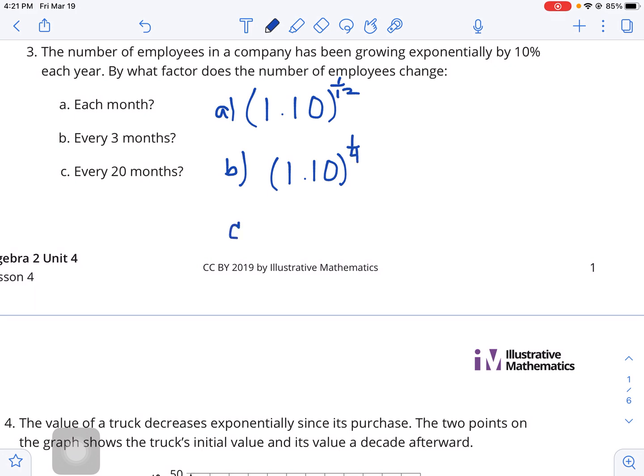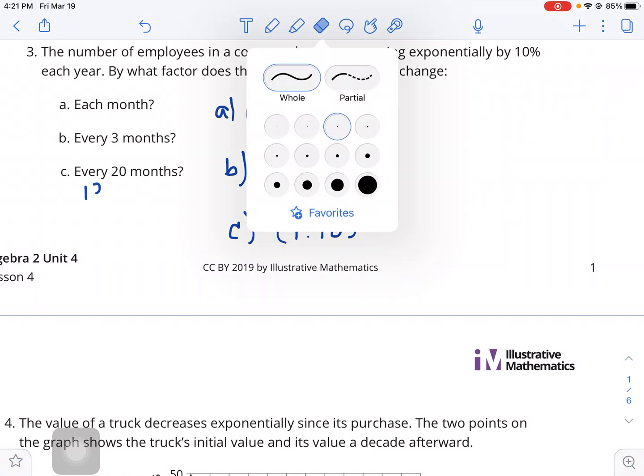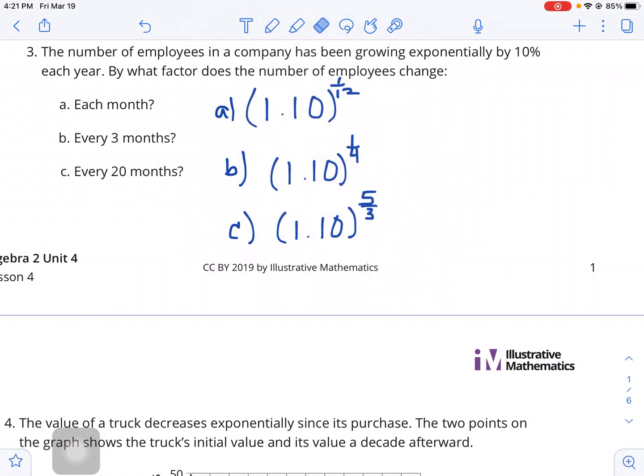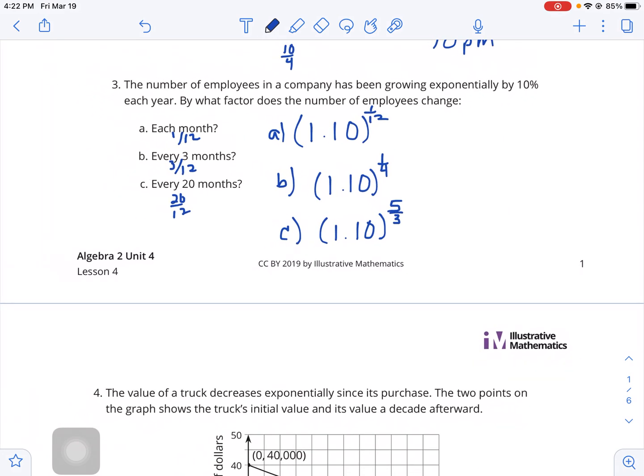And letter C, every 20 months we would have 1.1 to the 20 over 12, which would reduce to 5 over 3. So this would be 20 12ths, 3 12ths, and 1/12 of a year.